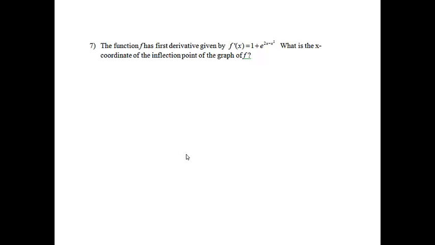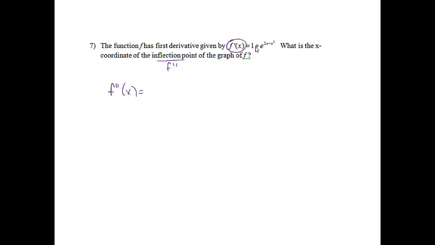All right, number 7, the function f has a first derivative given by f prime is equal to 1 plus e to the 2x minus x squared, and it asks for what is the x coordinate of the inflection point. So if I'm looking for inflection points, I know I'm looking at f double prime. I notice that I'm already at f prime. So to get to f double prime, I just have to take the derivative one time.